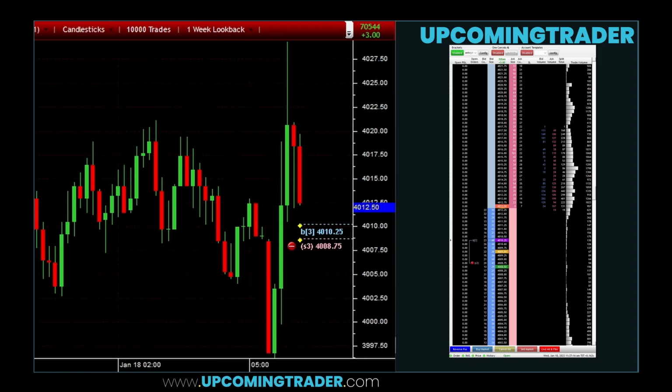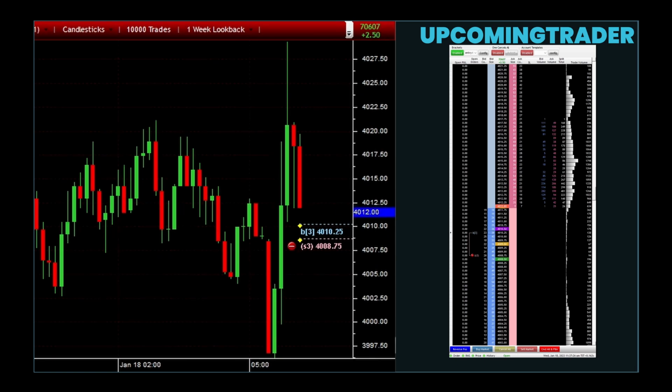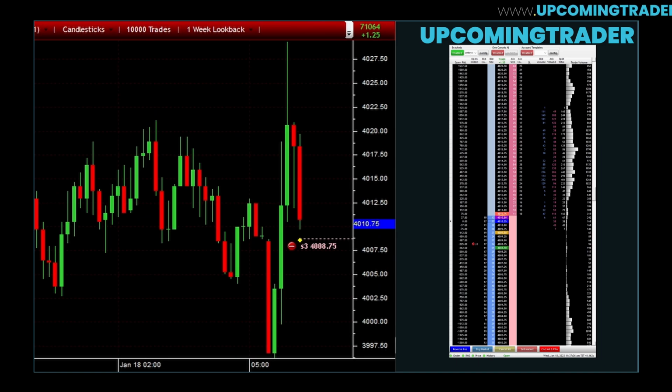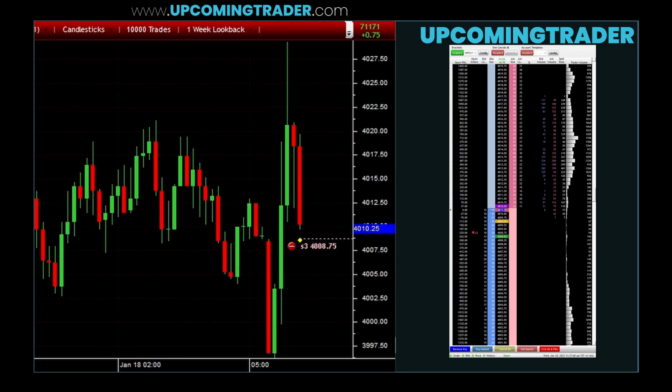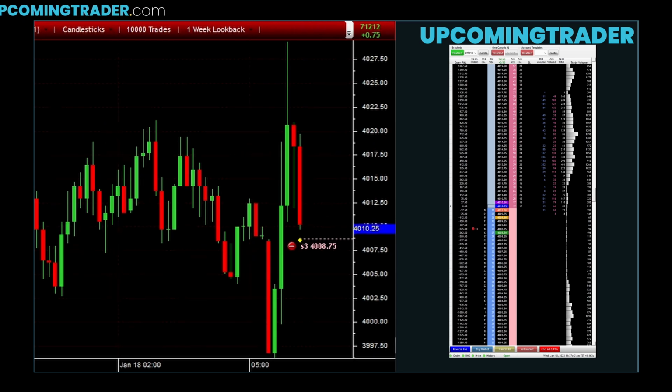Flags and pennants are popular continuation patterns, and relative volume plays a key role in validating the breakout. If you see a flag or pennant forming, you should closely monitor relative volume during the breakout phase. A sharp increase in relative volume is a good indication that the market participants are backing the breakout, making it more likely that the price will continue in the direction of the previous trend.